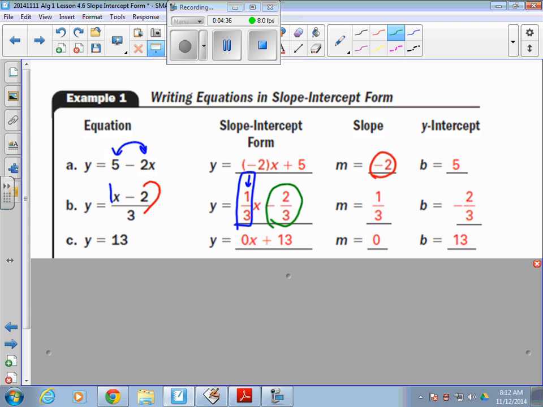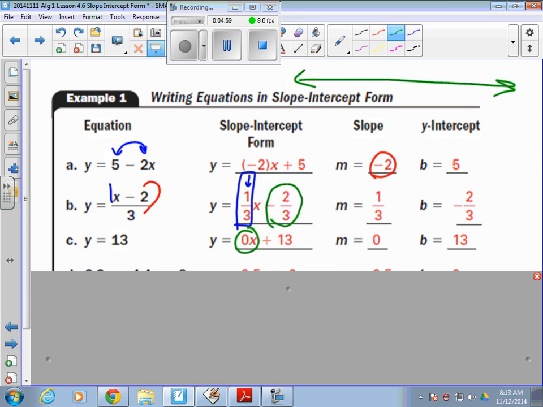C says y equals 13. There's nothing multiplying by x. So in order to show nothing multiplying by something, 0x, that represents nothing. So your m value is 0, and we know a 0 slope is horizontal, one that goes this way. Plus 13, your y-intercept is positive 13.